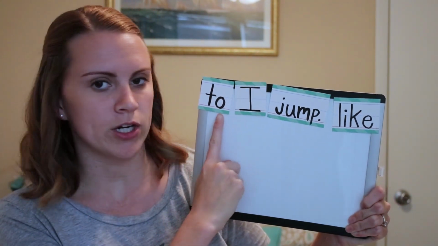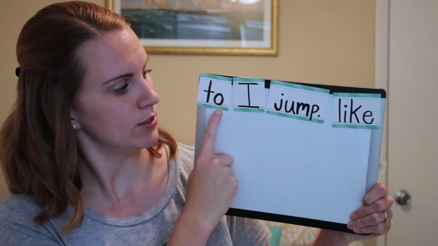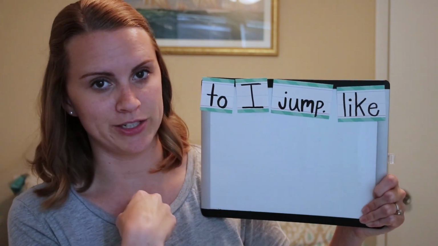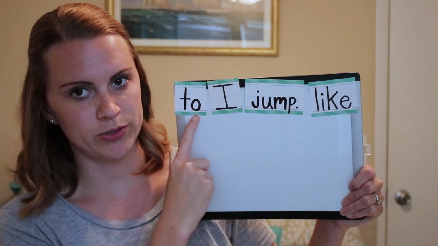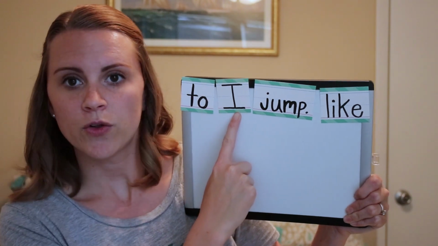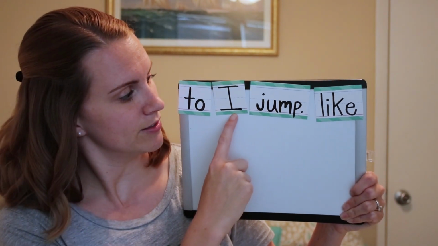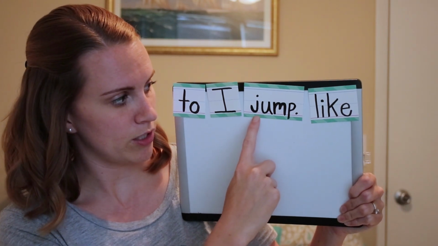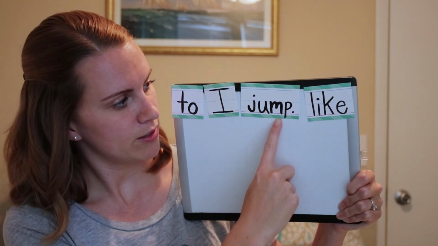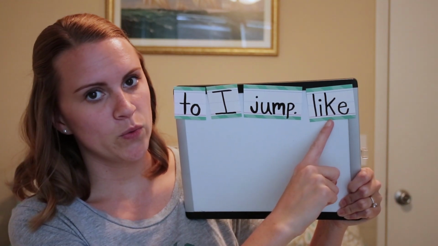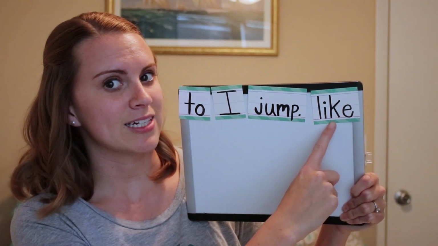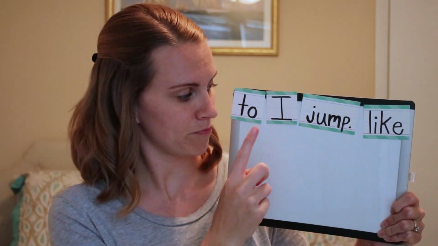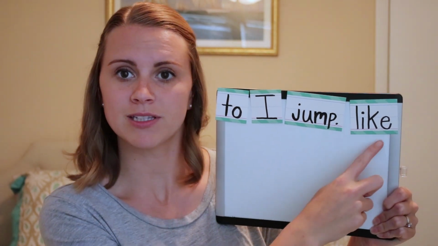I have the word to, and y'all can try to say the words before I do, okay? So we have the word to, the word I. This was one of your sight words too. It's the word jump. And then another sight word, the word like. So we have to, I, jump, like.